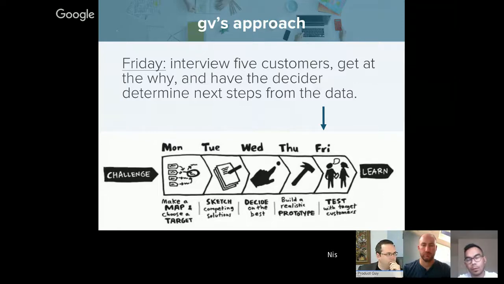And then another thing they note on Friday is to remember that the sprint is not the end of research, it's not the end of getting customer feedback, it's just one phase, probably in the middle, to get customer feedback.